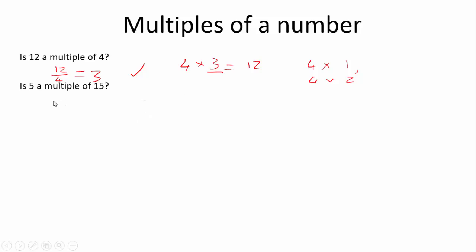Is 5 a multiple of 15? Again, let's go 15 divided by 5, and that is equal to 3. And great, it is a multiple of 5.